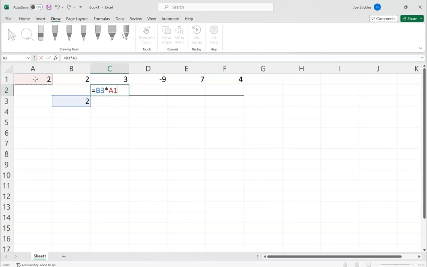Right now, the way this is written, it says take the number that's right diagonally below me and multiply it by the number that's left 2 and up 1. So if you were just to take this and copy it over to the right, it would change B to C, right? Because that would be the one that's right below it. But it would also change the A1 to B1. It'll be moved over again, right? Because it's going left 2 and up 1, where it says to do. I don't want the A to change at all. I want it to stay the same, correct?